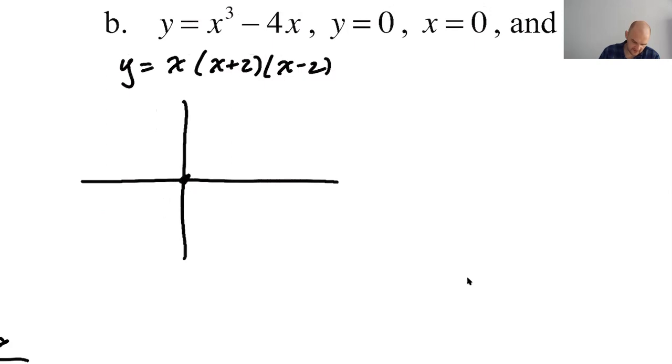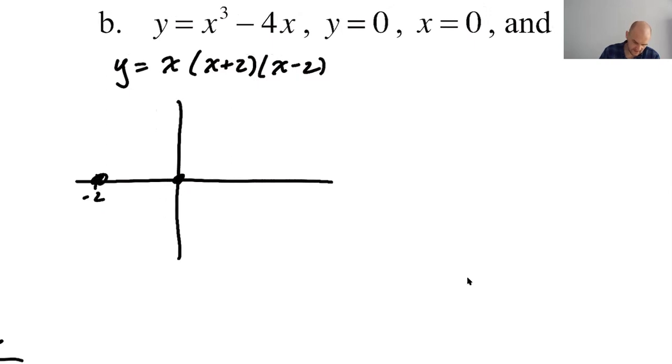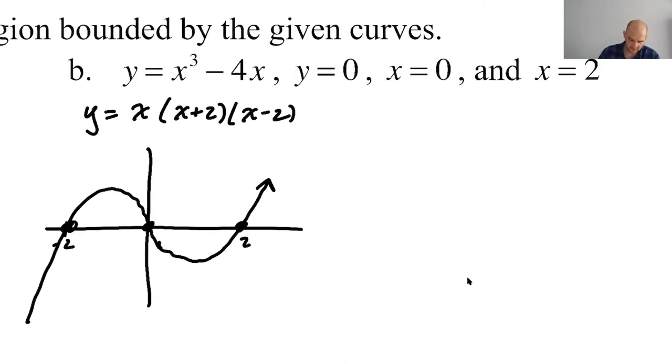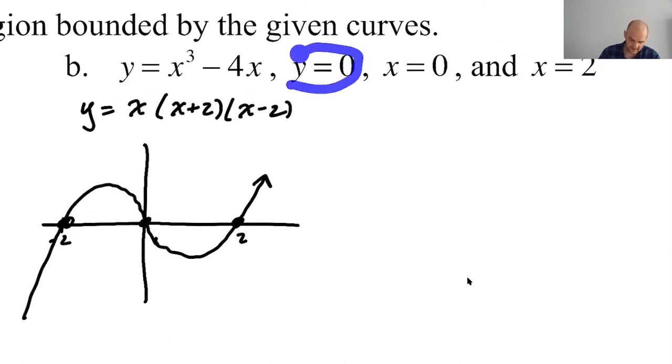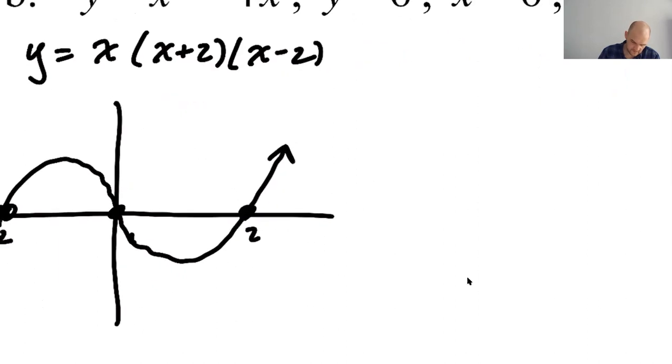So it has a 0 here, it has a 0 at -2, and it has a 0 at +2. And then it's a positive cubic, so positive cubics go like this. Okay, so the region that we want is bounded by the x-axis, the y-axis, and x equals 2. So do we really need the y-axis? I guess we do to tell it to stop. Here's the region.